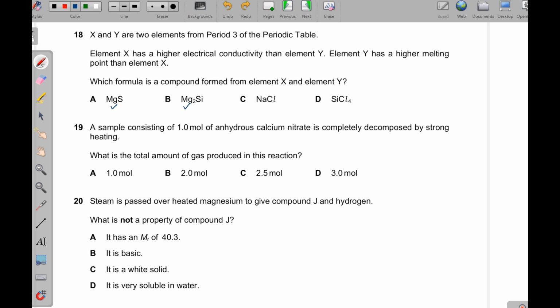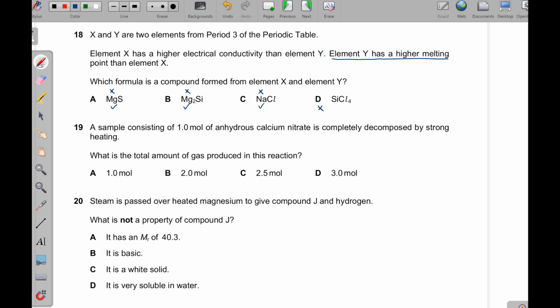Then sodium and chlorine. Sodium is more conductive when compared to chlorine. So that is okay. And then here, these are non-conductors of electricity. So that means I'm going to put off this D. Now I'm supposed to look at these three here. Let's go. They are saying also that element Y has a higher melting point than X. So here I took X to be this.